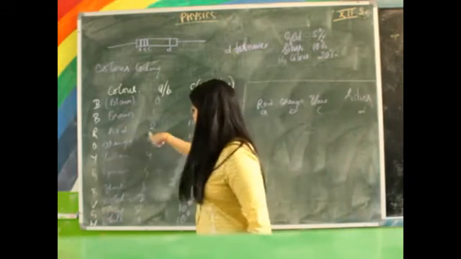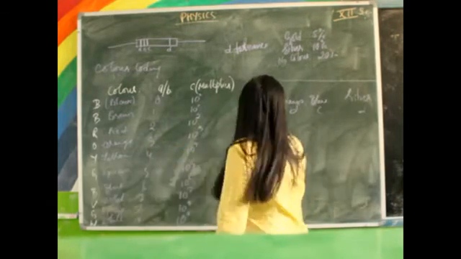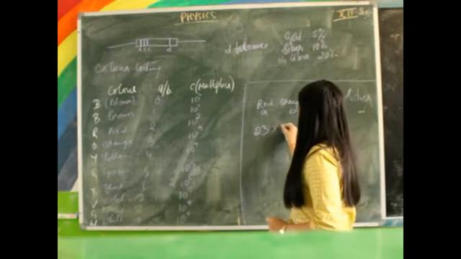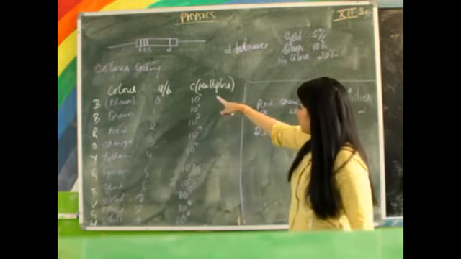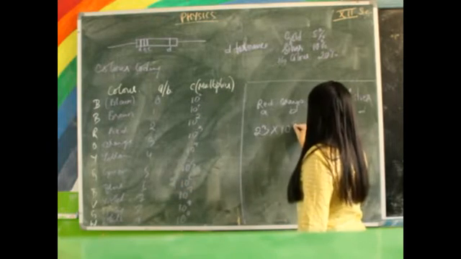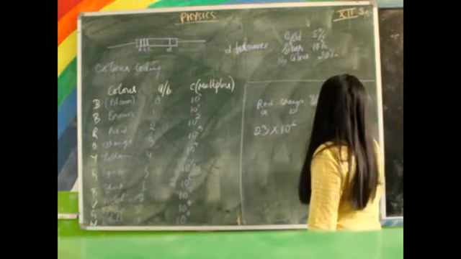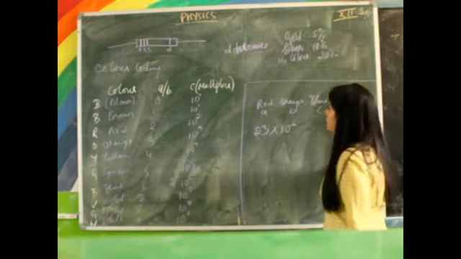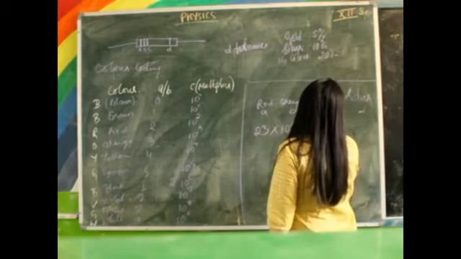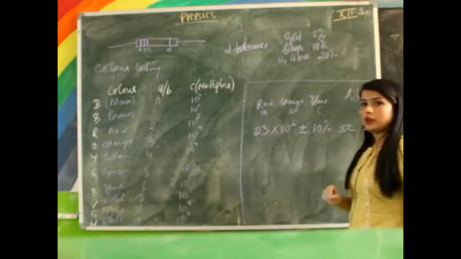Red is 2. Orange is 3. So 23 will be the initial number. Blue will be the multiplier. C is the multiplier, so blue over here is 10 to the power 6. The value of the resistance is 23 times 10 to the power 6. Now silver is your tolerance. It will be plus minus 10% tolerance. Okay, this will be the value of your resistance.